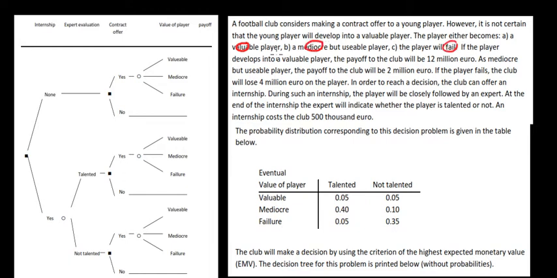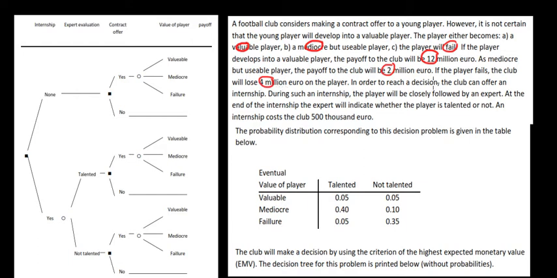Now, if the player is valuable, the payoff to the club is 12 million euros. If he's mediocre, it's going to be 2 million euros. And if the player fails, then the club loses 4 million because they have to train him, and that would be a loss to the club.